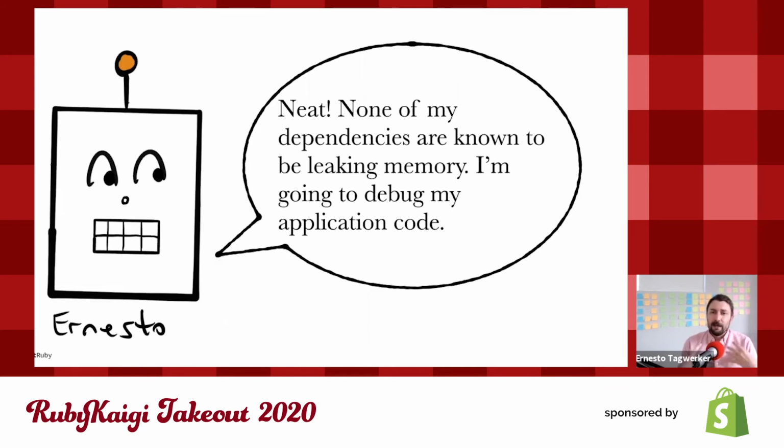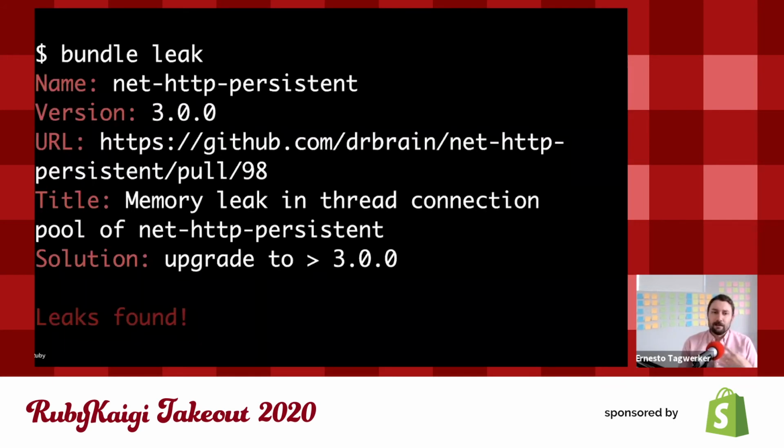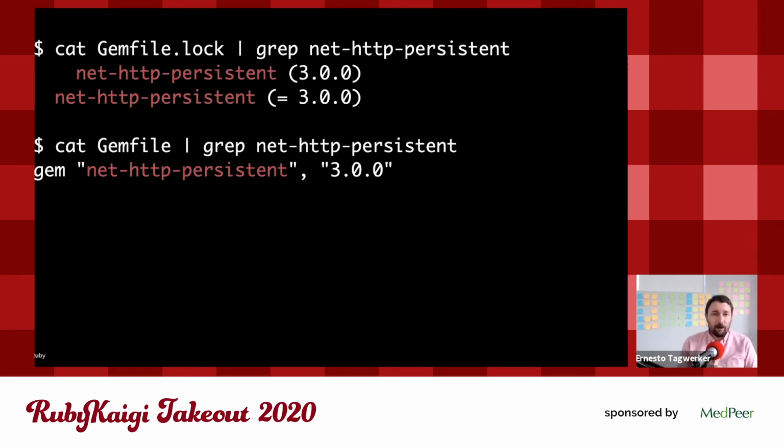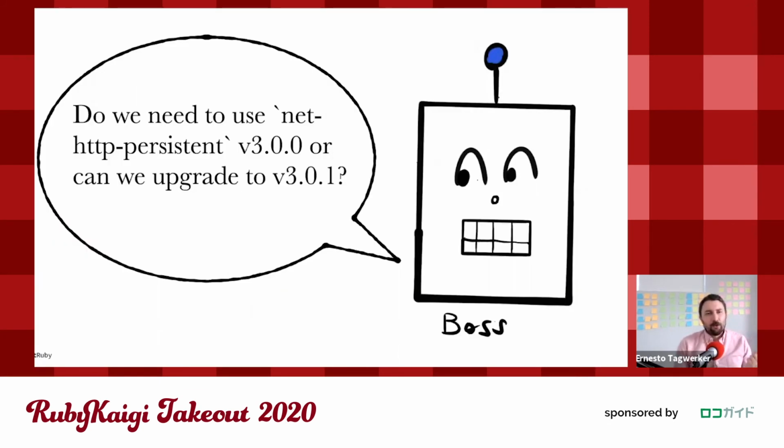On the other hand, if you run bundle leak and there is an issue, it will report it like this. It will tell you net HTTP persistent 300 has a problem. And it will link you to the source of the report of the memory leak. Then you can take a look in your gem file and see that, yes, you are explicitly trying to use that version in your application. And you might ask yourself, do we need to use that particular version, or can we upgrade to version 301? Maybe you can just bump that dependency.